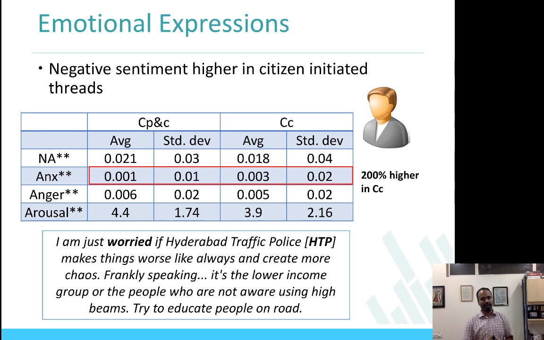If you look at the next one, the anxiety is actually lower when police start interacting in these posts, which are initiated by the citizens. You can see the value to be 0.001 versus CC to be 0.003. The reason could be that when police start to interact in these posts, they can complete the loop, as I said in a few slides before, making a discussion closure, which lets the anxiety of the citizens go low.